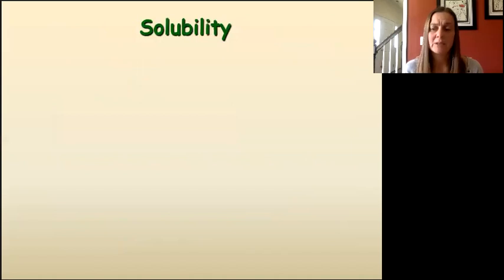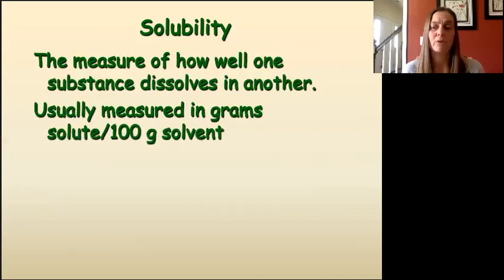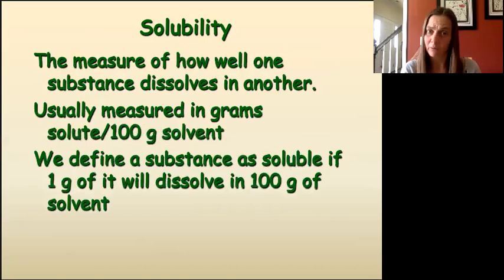When we say something is soluble, remember the solubility rules where we talked about the fact that lead-containing salts aren't soluble. Salts that contain group 1 ions are soluble. All of those rules come back to this idea of solubility. Solubility is the measurement of how well one substance dissolves in another. It's usually measured in grams of solute per 100 grams of solvent. According to those solubility rules, a substance is soluble if 1 gram of it will dissolve in 100 grams of solvent.